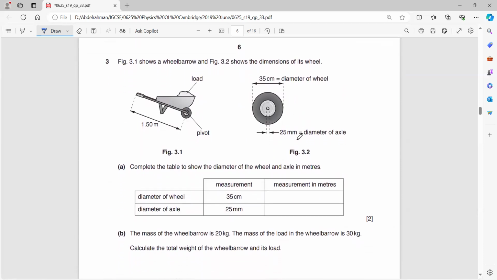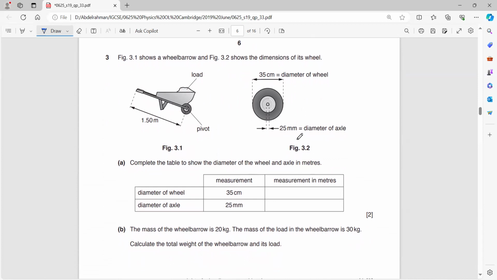Okay. Here, 3.1 shows a wheelbarrow. What's the diameter of the wheel in meters? Can I find the diameter of the wheel in meters? 0.35, exactly. From centimeters to meters, what do I do? Divide by 100, so 0.35. What about the diameter of the axle, which is 25 millimeters? How can I change that to meters? Divide by 1000, so 0.025.